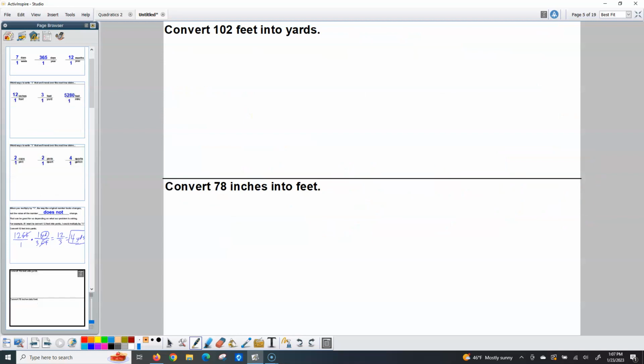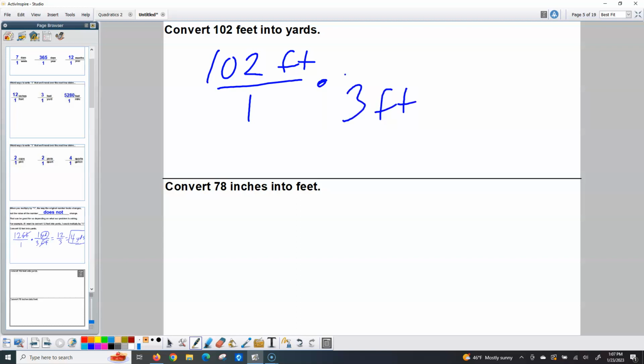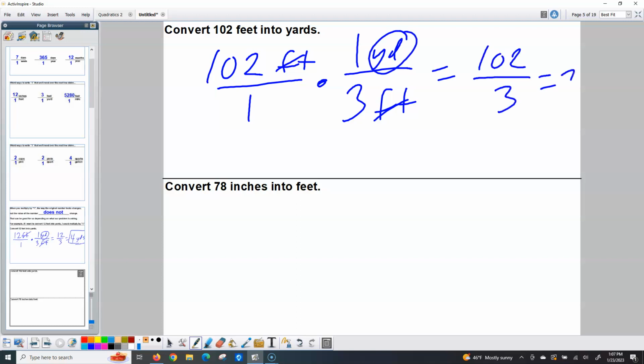Next one, I mean, just same kind of stuff here. If I want to convert 102 feet into yards, I would say 102 feet. And I know that there's 3 feet in 1 yard. Cancel out the feet, top and bottom, and I'm left with yards. That would give me 102 over 3, and I think that's 34 yards.